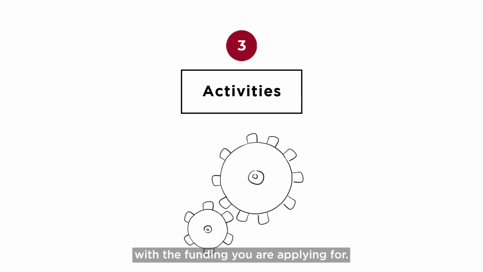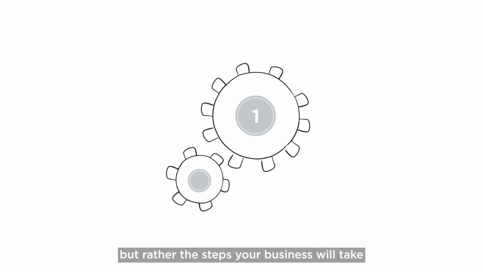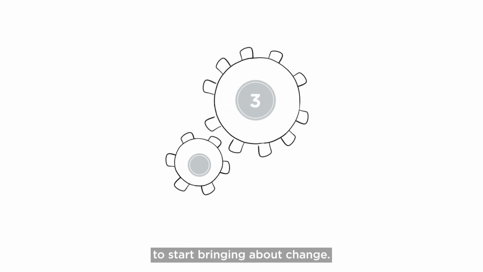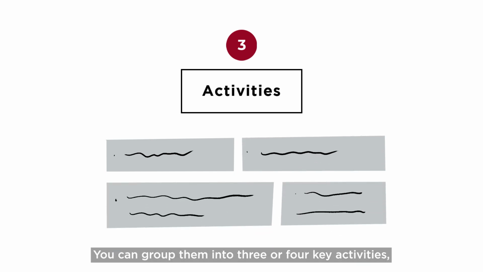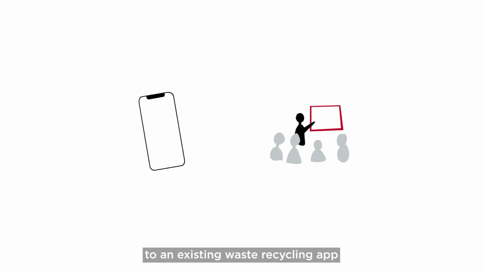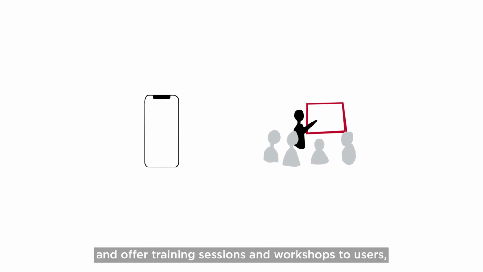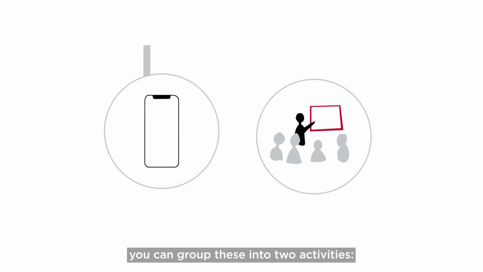Next, you'll move on to step 3, which is listing all the activities you plan to do with the funding you are applying for. These are not goals, but rather the steps your business will take to start bringing about change. You can group them into 3 or 4 key activities, grouped by the type of impact they will create. For example, if your funds will be used to make multiple improvements to an existing waste recycling app and offer training sessions and workshops to users, you can group these into 2 activities.